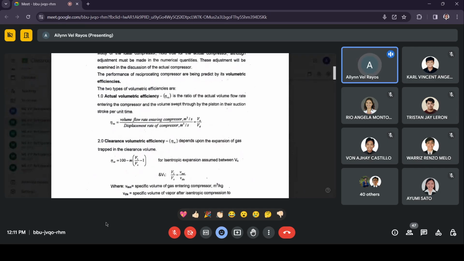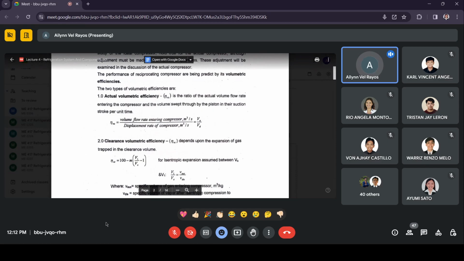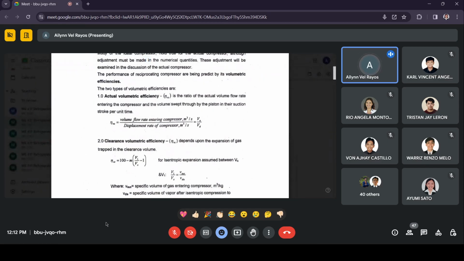So that is the actual volumetric efficiency. Next, we have clearance volumetric efficiency. In our previous discussion of the sample problems, we equated these two. We'll discuss why, but let's first continue the discussion for clearance volumetric efficiency.